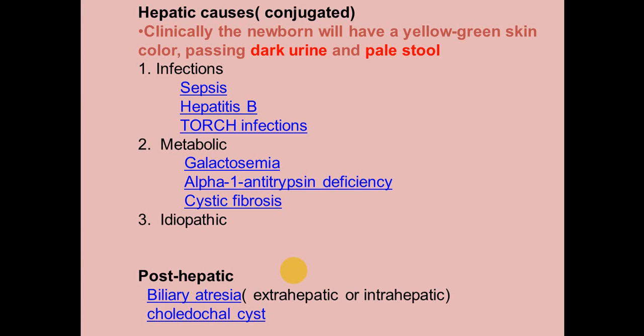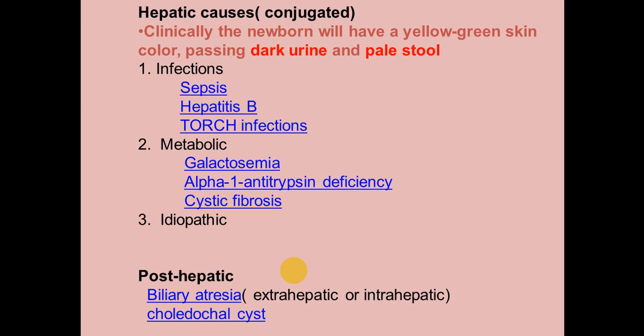The causes of the hepatic jaundice are mostly in the form of infections, which is sepsis or hepatitis B that may be acquired from the mother, TORCH infections also causing hepatitis and jaundice, metabolic conditions like galactosemia, a defect in galactose metabolism, alpha-1 antitrypsin deficiency, and cystic fibrosis. And there may be idiopathic causes.